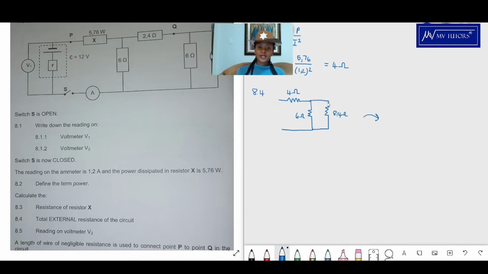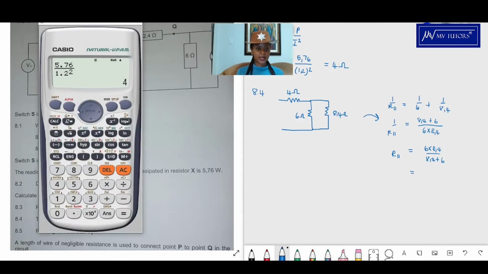What am I going to do with parallel resistors? So I have 1 over R parallel is equal to 1 over 6 plus 1 over 8,4. So I have 6 times 8,4, and on top I have 8,4 plus 6. That's just pretty much cross multiplying. And then R parallel would be 6 times 8,4 over 8,4 plus 6. If we work it out, I have 6 times 8,4 divided by 6 plus 8,4. I think there is a formula like that given. So then we have 3,5 ohm.